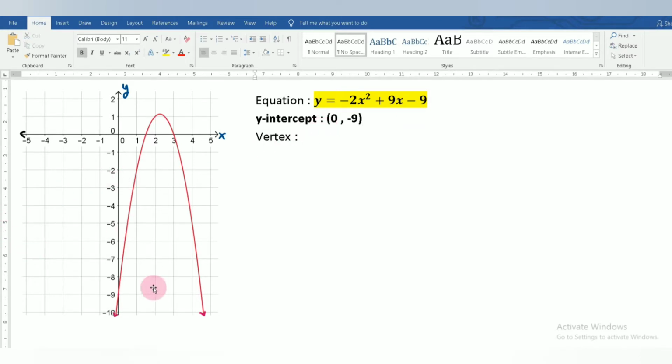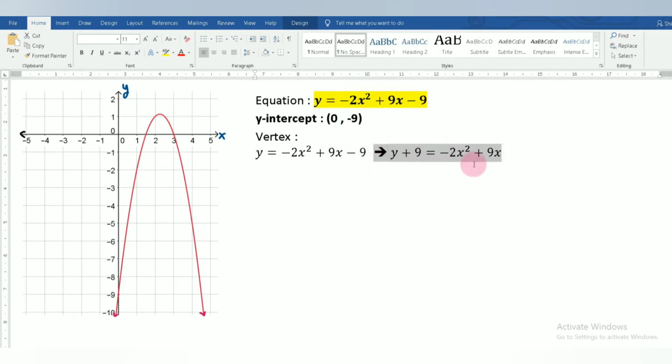If you see the graph itself, the vertex is not at integer coordinates. So we need to find it, because based on the graph, we just cannot find the exact coordinate. For this one, I will show you quickly using the conversion into vertex form. Originally, this is the equation, right? Don't forget that the first thing that we do is add 9 to both sides.